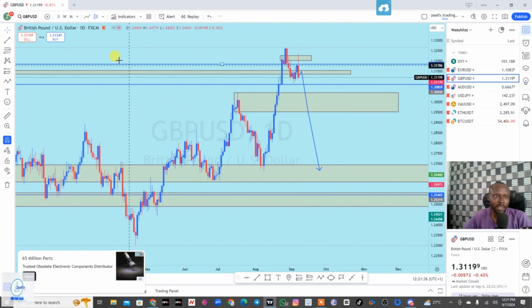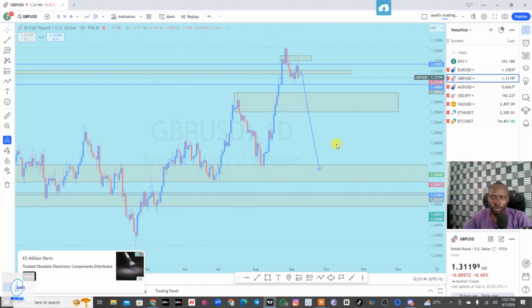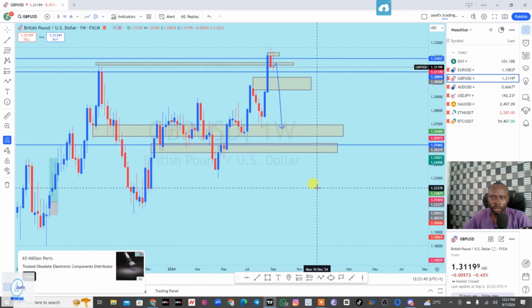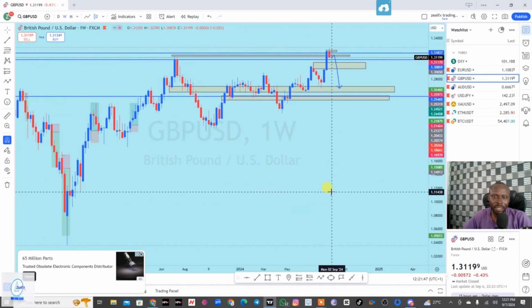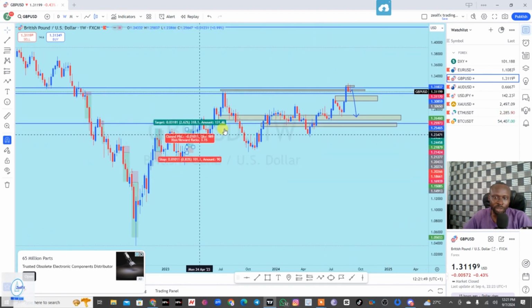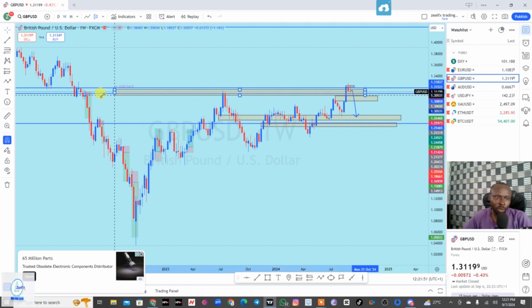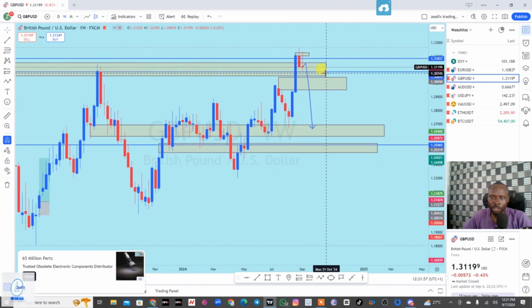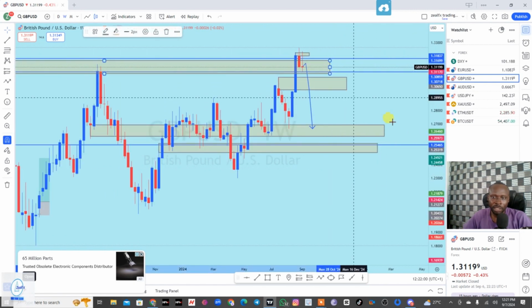So let's look at the weekly chart, how the weekly candle closed. On my weekly chart, you can see that the price is currently on a resistance level on the weekly chart. We are still currently on a resistance level for us this week. We are still currently on a resistance level for the Great British Pound USD.